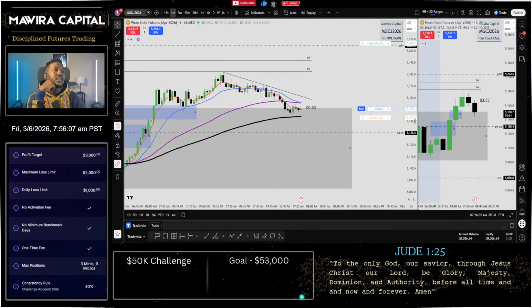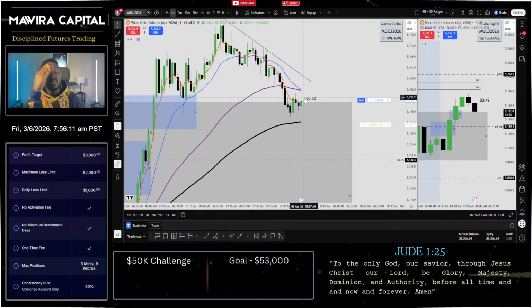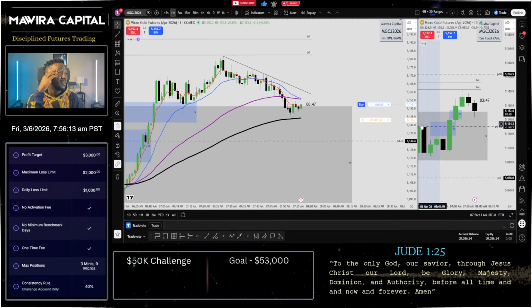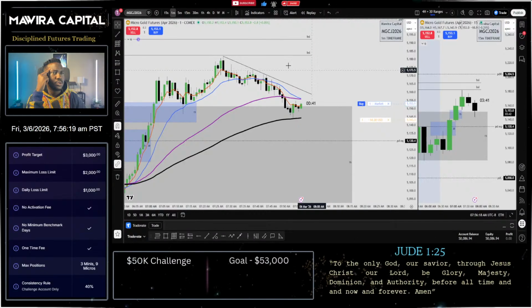I would like that blue EMA not to cross. If it crosses, I'm going to have to wait for the EMAs to line up again, and then I retest. Oh, please, please, do not realign. Do not cross.